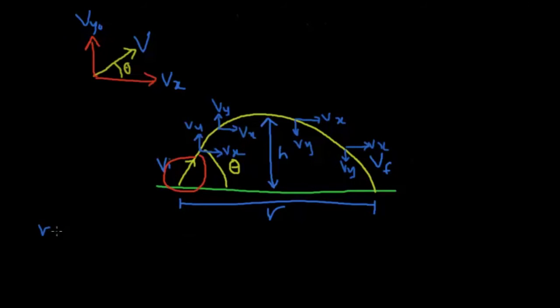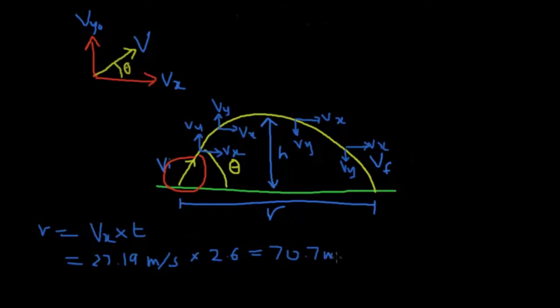Now that we've found the time, we can get to finding the range. Formula for range is R is equal to the horizontal velocity component times the total time taken. So if you recall from earlier, it's 27.19 meters per second times 2.6 should give you 70.7 meters.